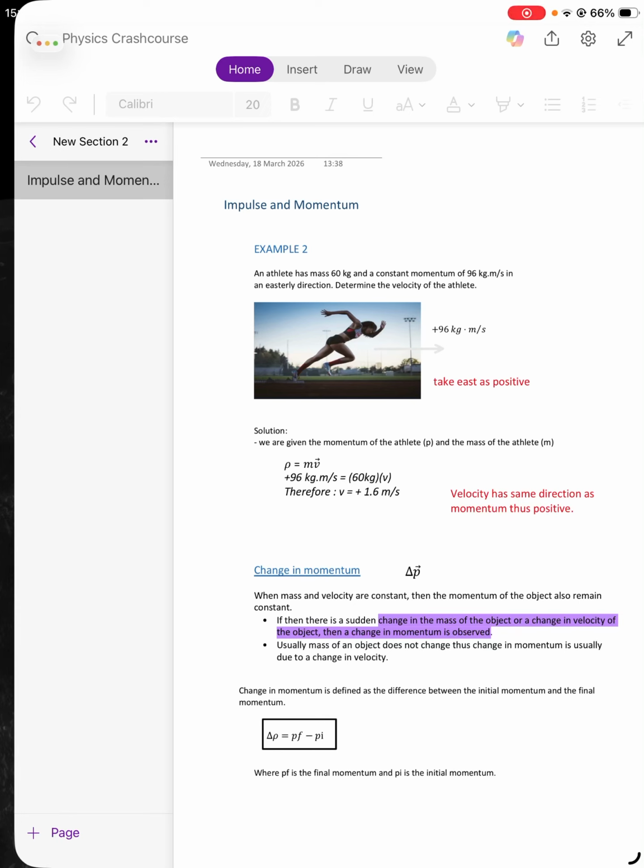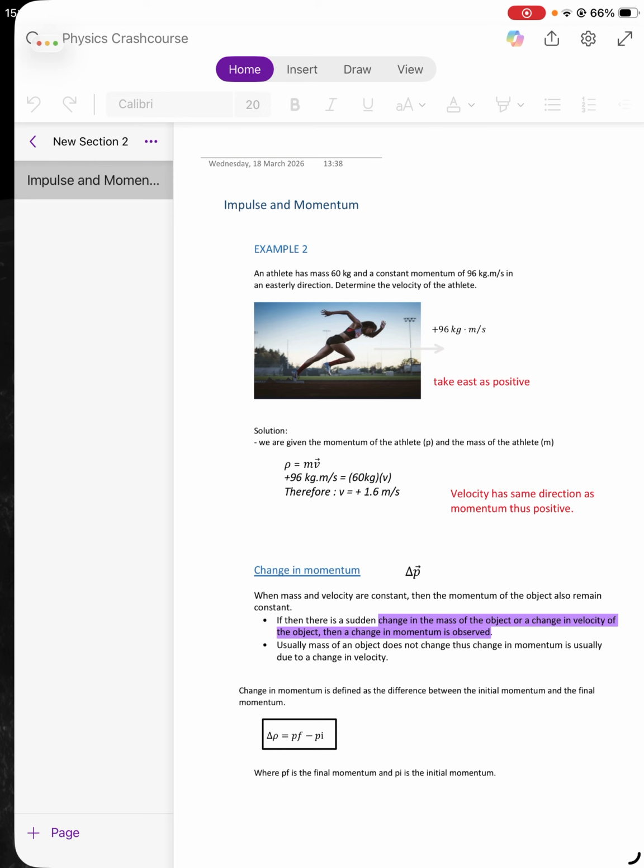Now, continuing from our last video where we discussed impulse and momentum, and we defined momentum as the product of mass and velocity, and we noted that velocity will determine the direction of momentum.